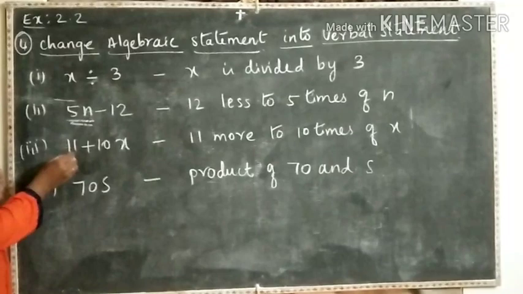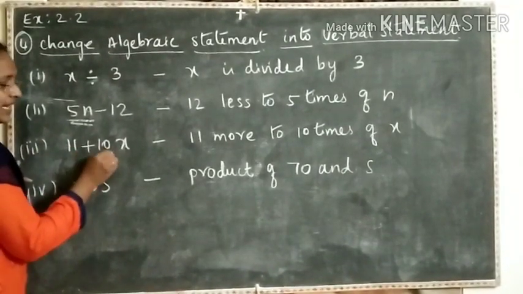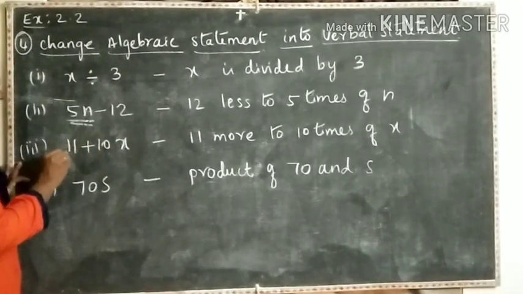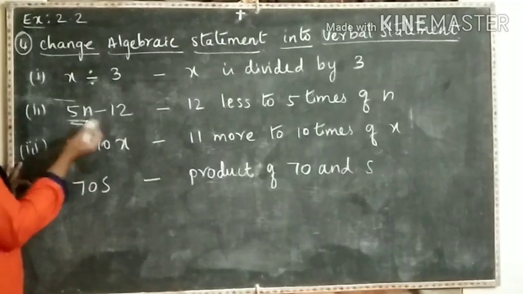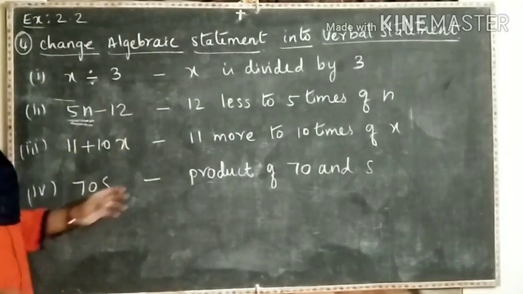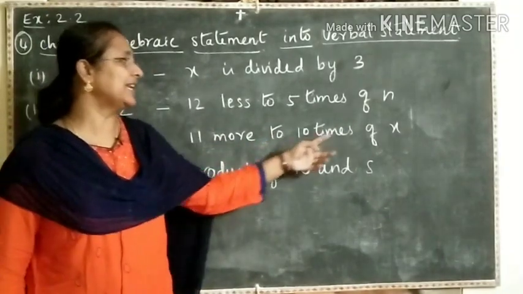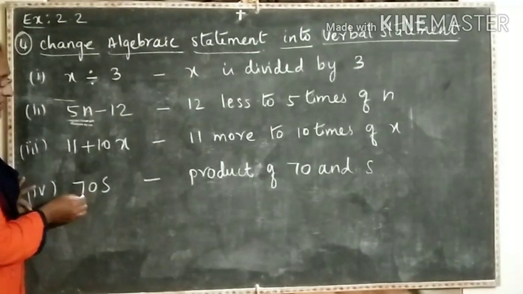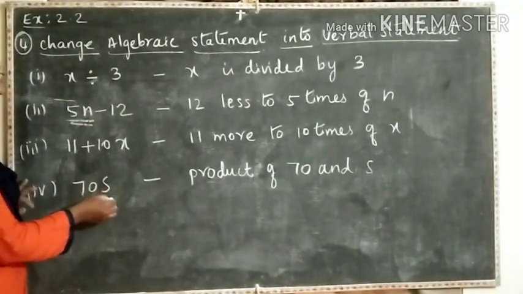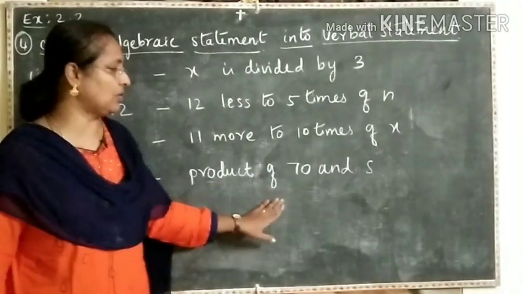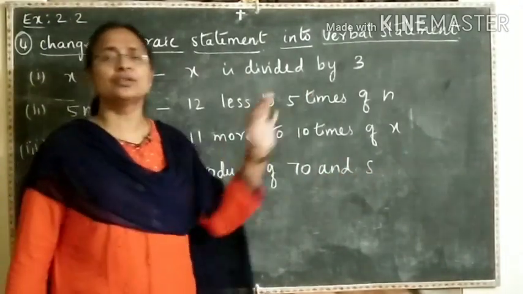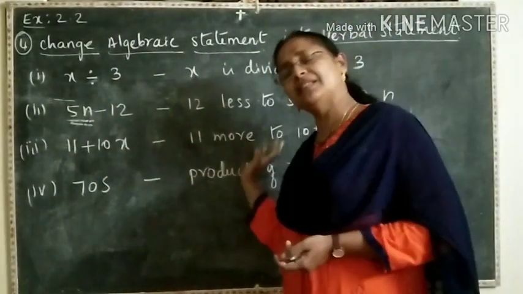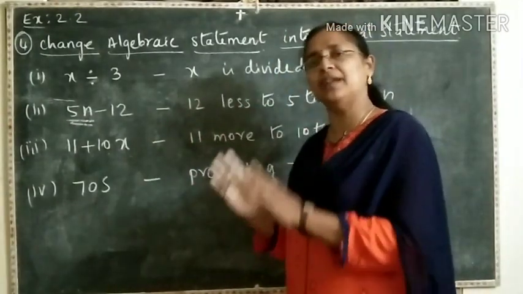Okay. Now look into the next one. 11 plus 10 times of x. Now what I'm doing? I'm adding 11 to how much? 10 times of x. So I can write it as 11 more to 10 times of x. Is it clear? Okay. Now look into this, very simple. 70y, that is 70 into y. So I can rewrite it as product of 70 and y. So these are very simple. It is very simple to change an algebraic statement into a verbal statement or a verbal statement into an algebraic statement.